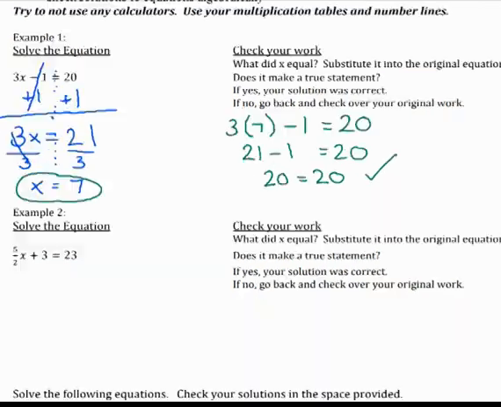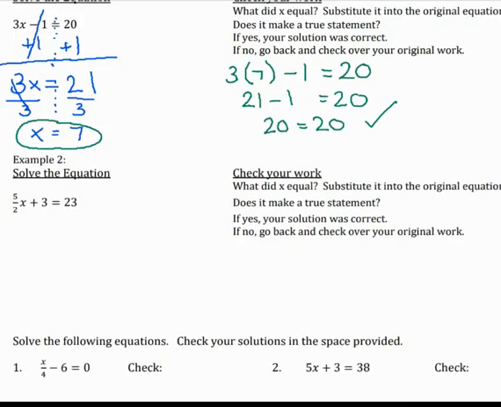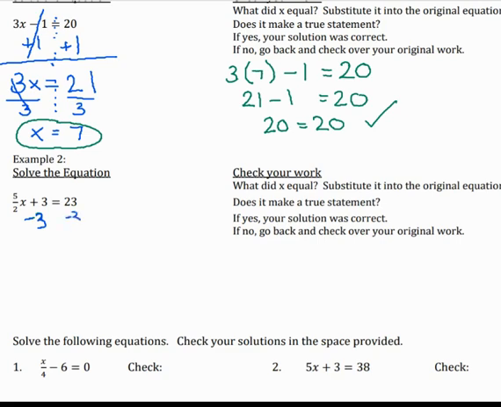Okay, let's look at example 2. Example 2, we have 5 halves x plus 3 equals 23. What am I going to do first? Subtract 3. Good. Subtract 3. And if I do, oops, sorry, I'm going to get a different color. Go back to my blue. And if I subtract 3 from this side, I must subtract it from the other side of the equals. So now I'm left with 5 over 2x equals 20.